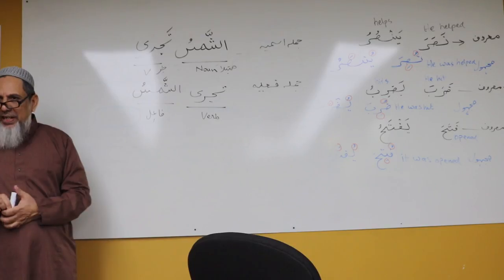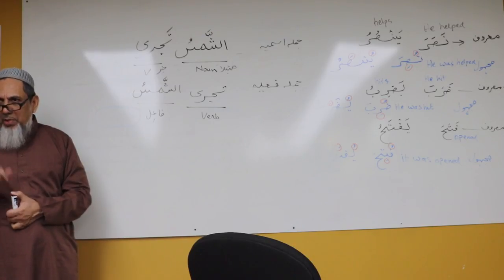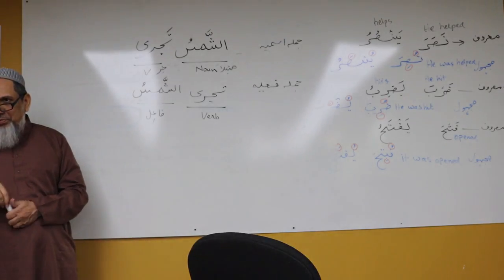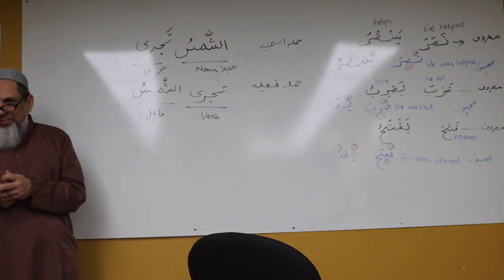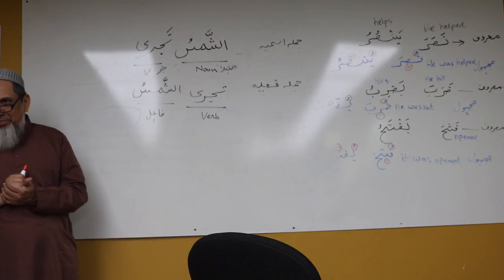Can you repeat those 2 rules I said? Rule number 1 is that all verbal sentences have to start with a verb, and the second rule is that the fa'il has to be marfu'u.